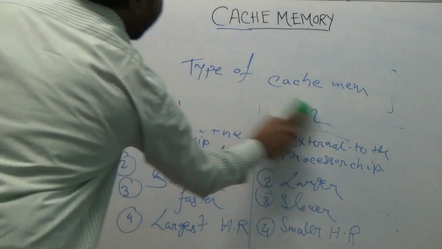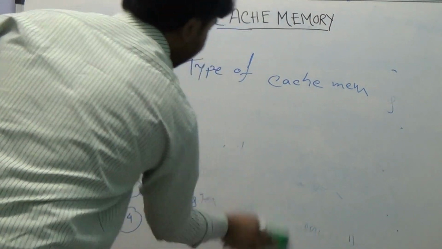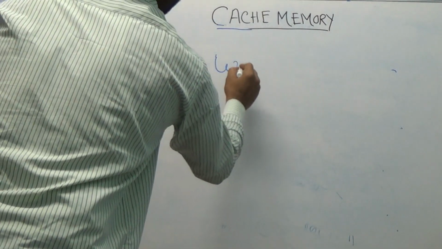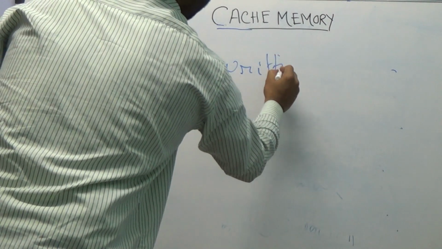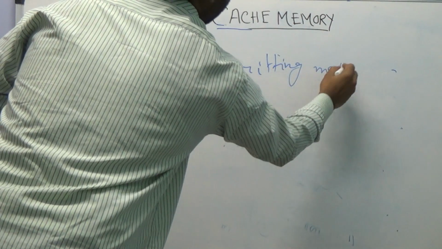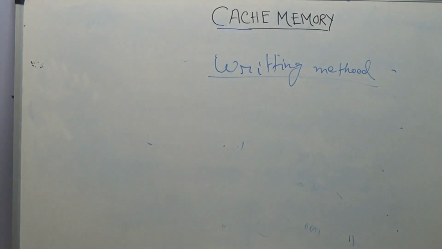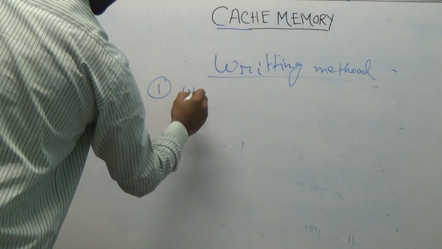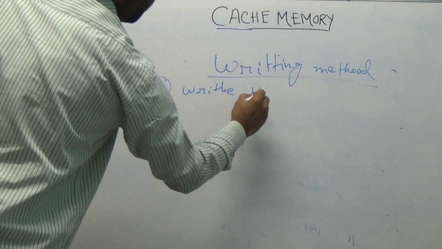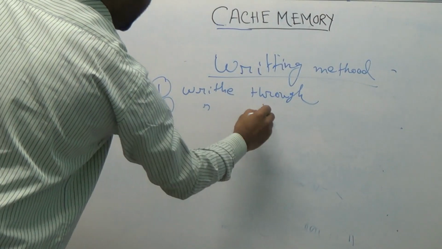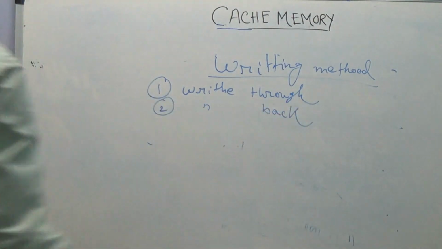Our next topic will be writing method. There are two types of cache writing method. Number 1 is write through. Number 2 is write back.